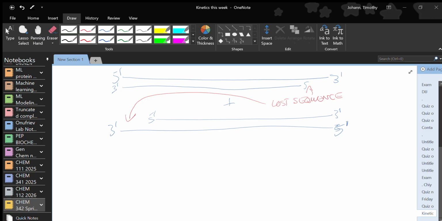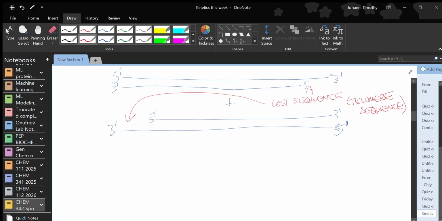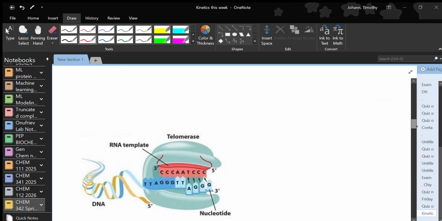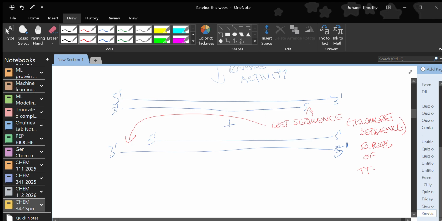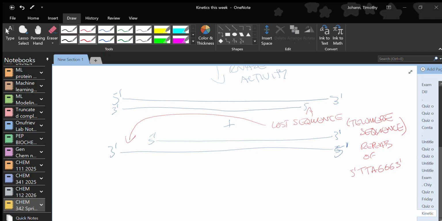Now what we're losing is the telomeres. So these are telomere sequences. And that telomere sequence for humans, remember, is, what is it, TTA? Yeah, it's TTAGGG. So it's repeats of TTAGGG. Okay, so that's the point of the telomeres. Now, questions on that mechanism?